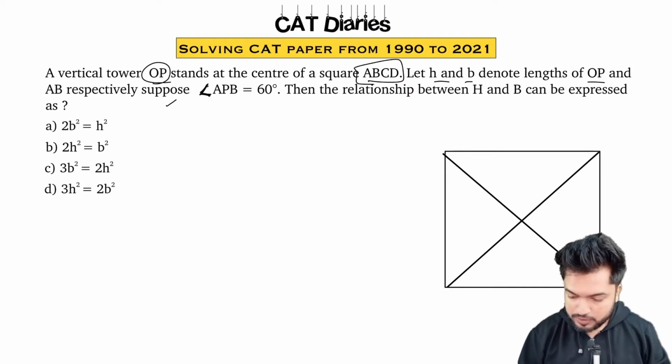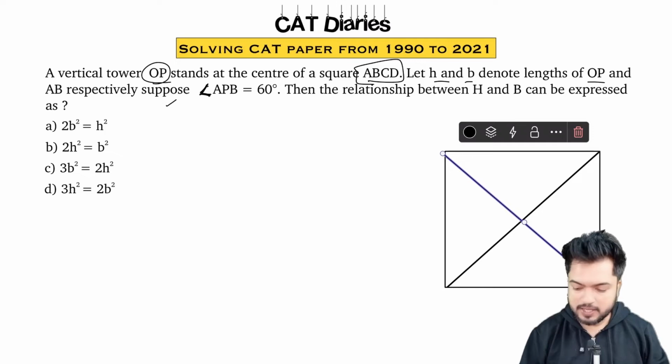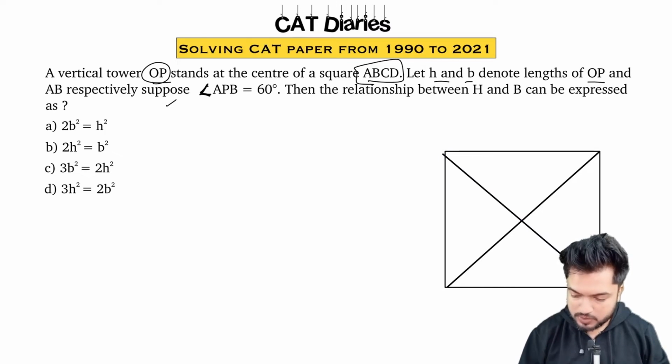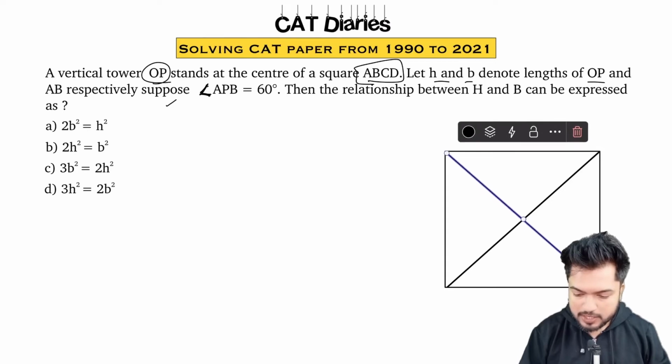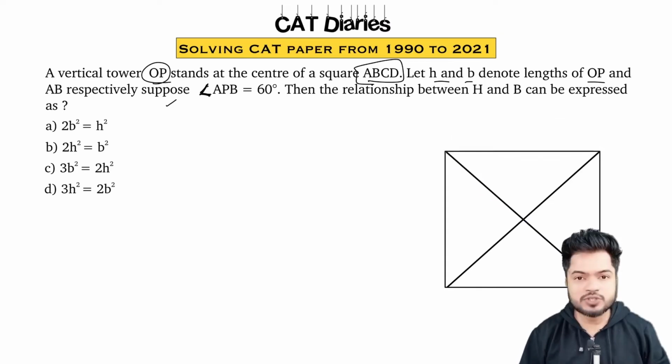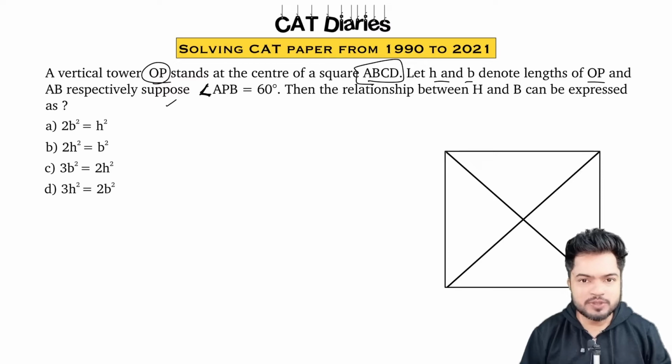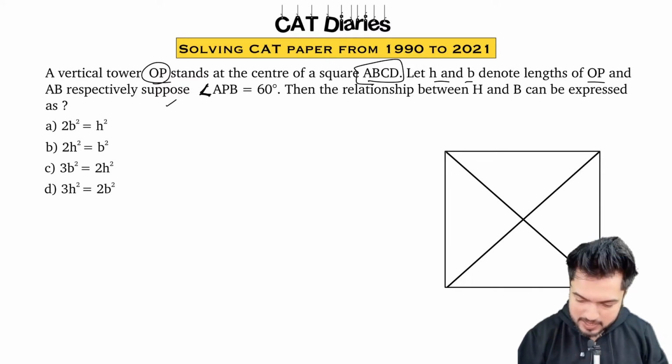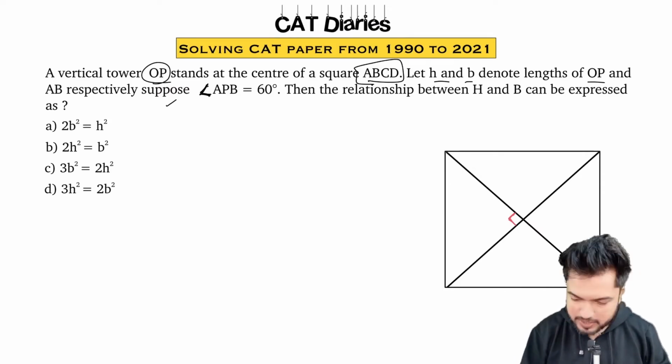Now with this, can you remember some properties of a square that you can apply here? What do you know about the diagonals of a square? The diagonals of a square always bisect at 90. There are two such figures where it happens, one is a rhombus, other is a square. So I know that the diagonals bisect at 90, so this angle would be equal to 90 degree. And this is the center, that is O.